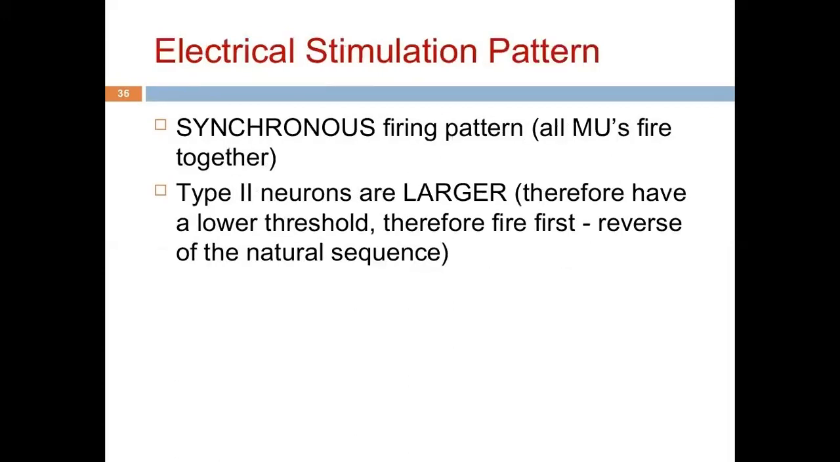In the electrical stimulation pattern, it is a synchronous firing pattern; all motor units fire together. Type 2 neurons are larger, therefore have a lower threshold, therefore fire first, the reverse of the natural sequence.